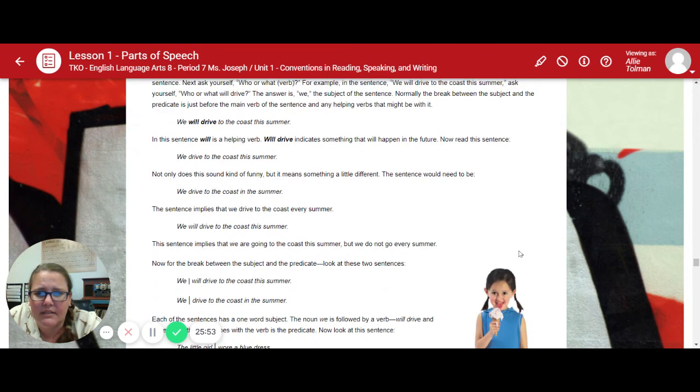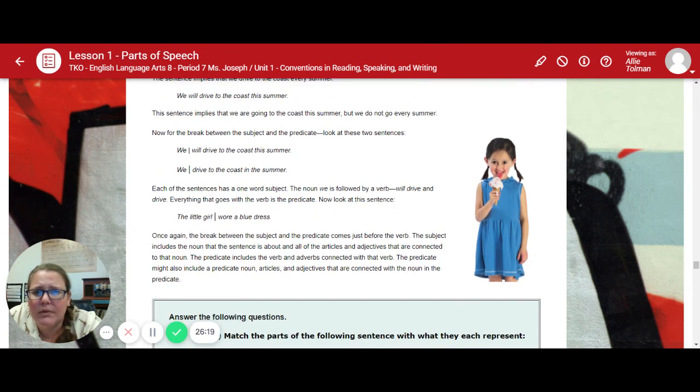Now read this sentence. We drive to the coast this summer. Not only does this sound kind of funny, but it means something a little different. The sentence would need to be, we drive to the coast in the summer. The sentence implies that we drive to the coast every summer. We will drive to the coast this summer. This sentence implies we are going to go to the coast this summer, but we do not go every summer.